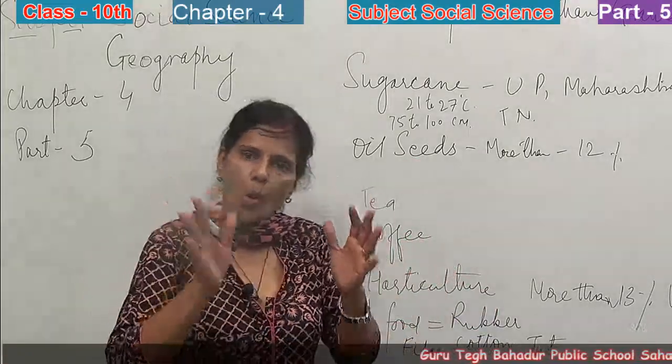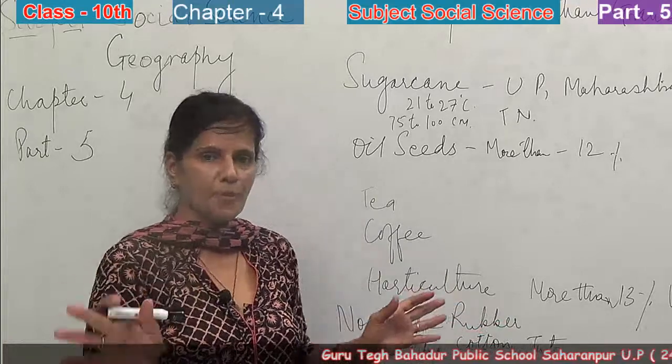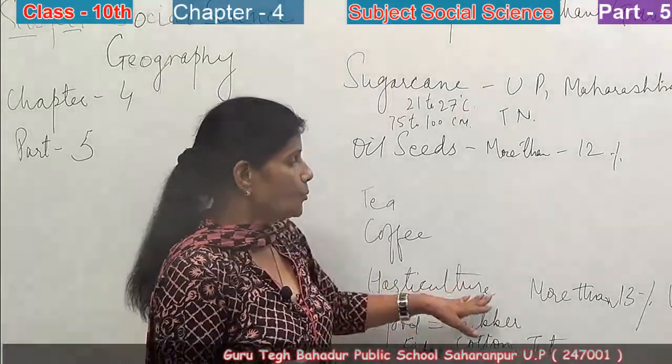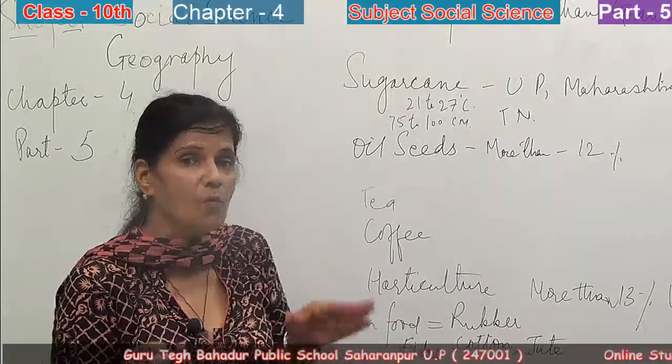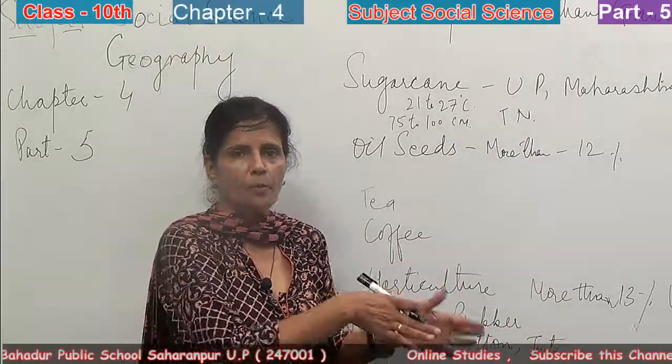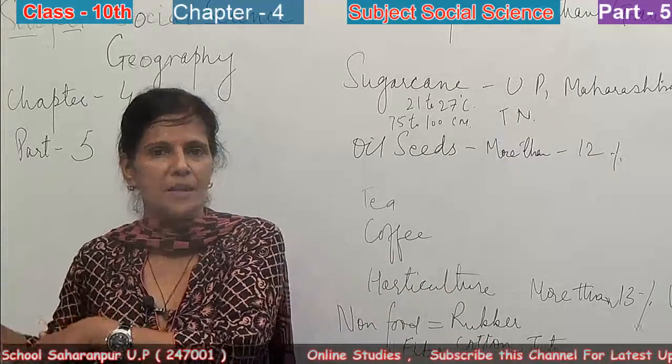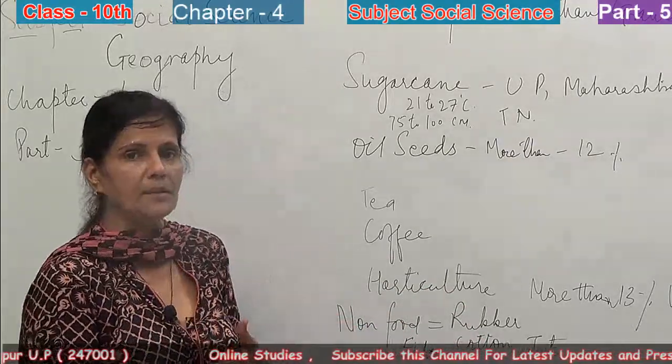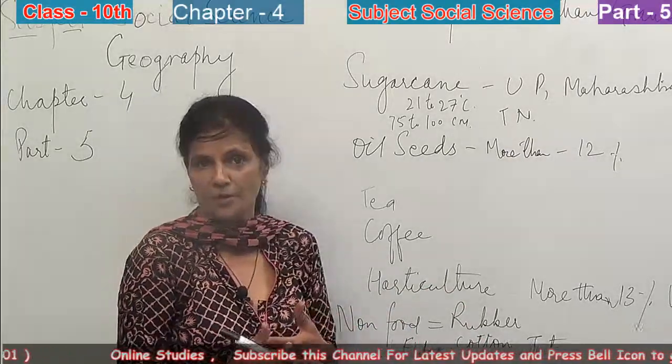India grows all types of fruits, all types of vegetables, and more than 13% of the world's vegetables are produced in India. Taking from potatoes till cabbage, peas, etc., we account for more than 13% of the total world's production in vegetables.